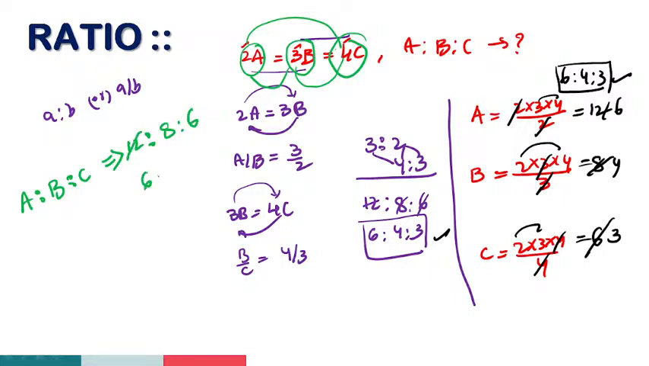So let me calculate: 2 6s are, 2 4s are, and 2 3s are. The final answer here is 6 is to 4 is to 3.